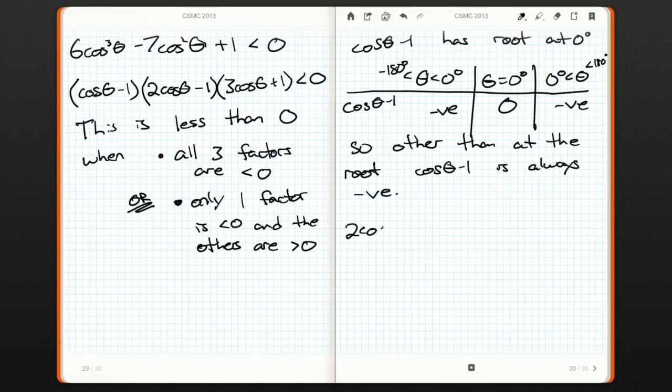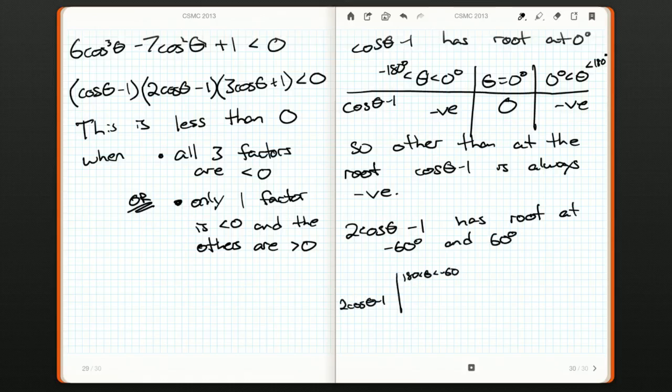All right, how about one of the other ones? So 2 cos theta minus 1. It's got roots here and here. That's negative 60 and 60. It's way too small a writing. All right. So theta less than negative 60. We know that it's 0 here and here, but how about in the middle of them? So you just pick any old value. By continuity, they're all going to be positive, or they're all going to be negative.